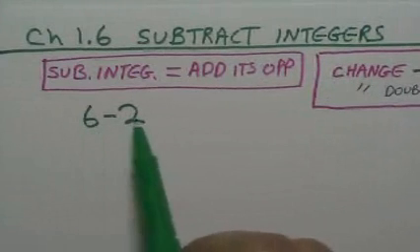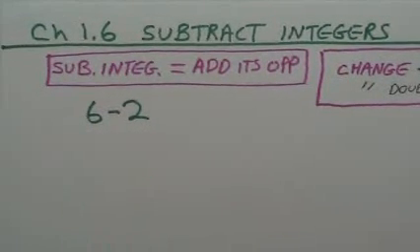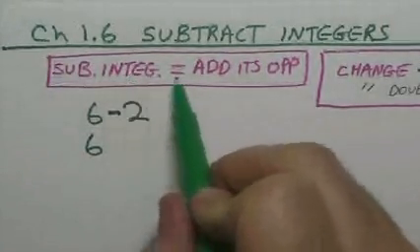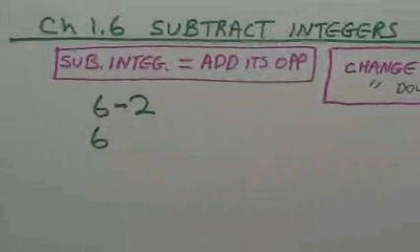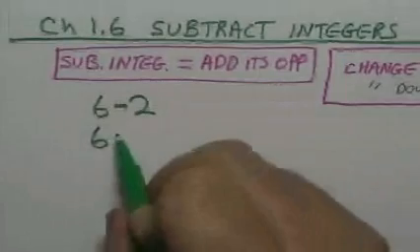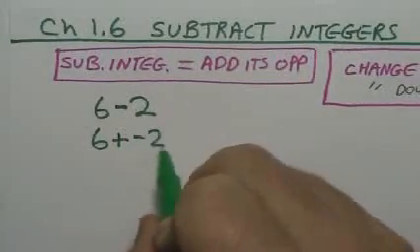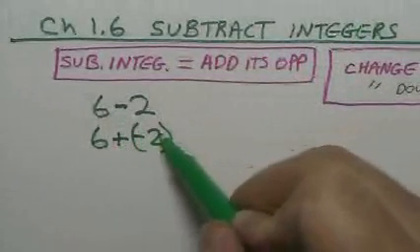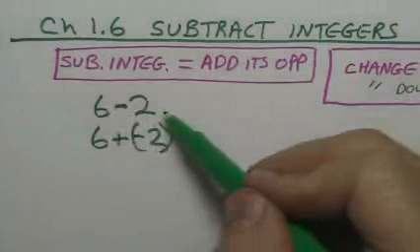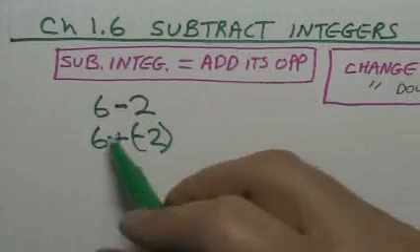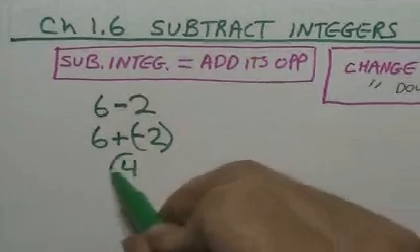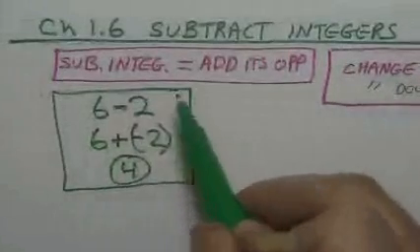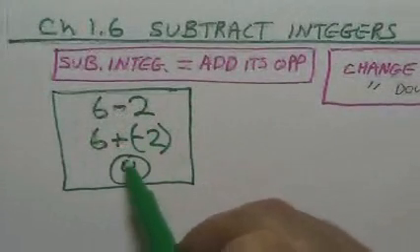Okay, so let's take a look at 6 minus 2. Well, you know the answer already, 6 minus 2. But what we're going to do is subtracting an integer is the same thing as adding its opposite. So it's the same thing as saying 6 plus negative 2. Subtracting 2 is the same thing as adding a negative 2. They're both the same. And the answer to this is 6 take away 2 is 4, and there's more positive. So when subtracting an integer, think of adding its opposite.